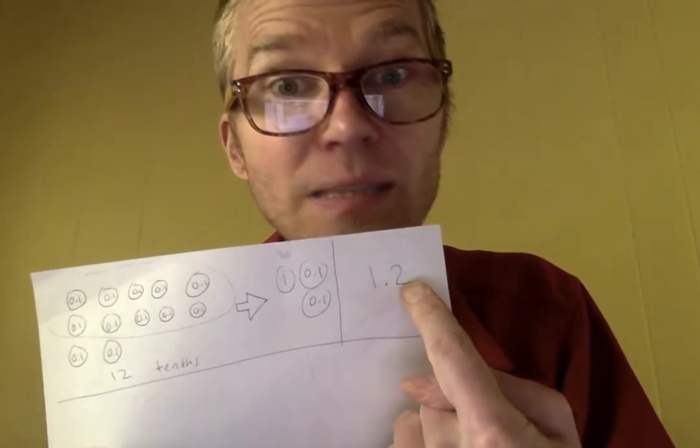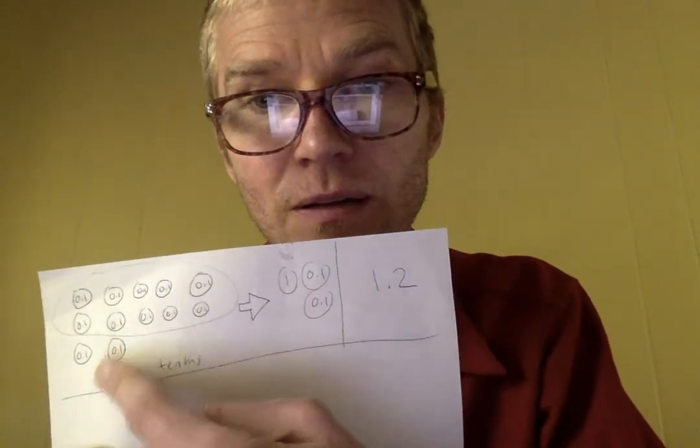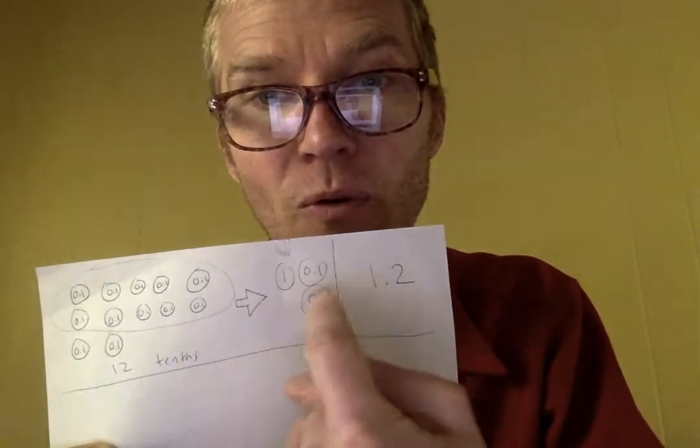The 2's in the tenth spot. The 1's in the whole spot. 1.2. 12 tenths turn into 1.2.